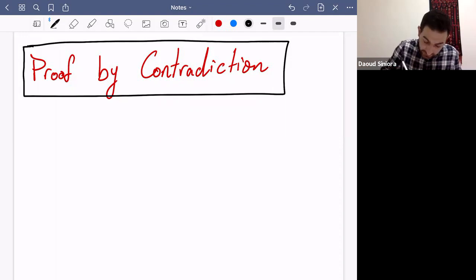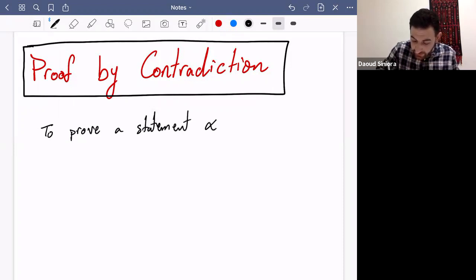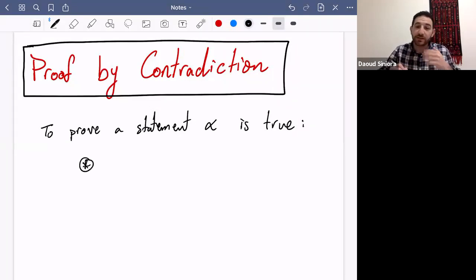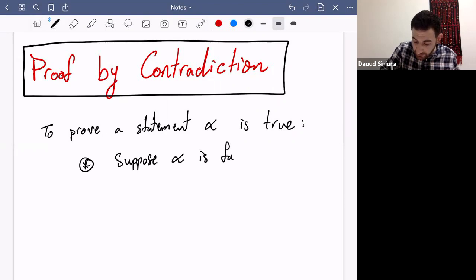So let's say to prove a statement alpha is true, we do the following. First, we say, okay, suppose it is false. So suppose alpha is false. In other words, suppose that not alpha is true. So let me write it here. So suppose not alpha is true.